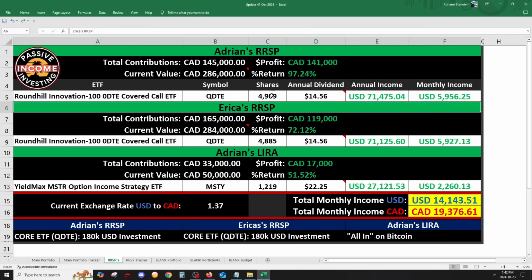Believe it or not, I thought I would have the exact amount of shares, but I have 24 fewer shares of QDTE in Erica's RSP compared to mine. My OCD is just driving me crazy. So I made a contribution to Erica's RSP of 1,000 USD just so I could buy 24 more shares, so I could have the exact same amount of shares in both our RSPs, which will save me about 15 seconds of work every month because I can just copy paste.